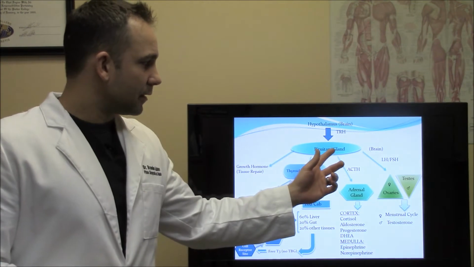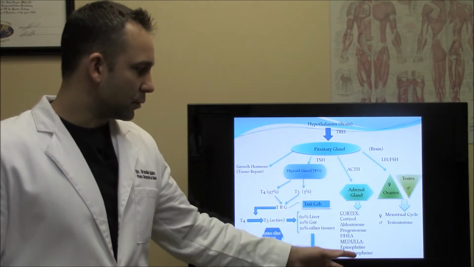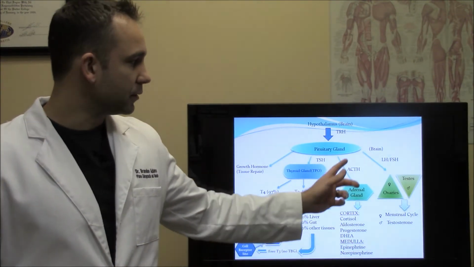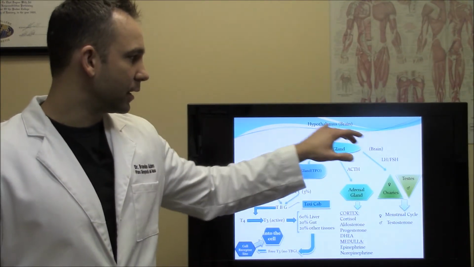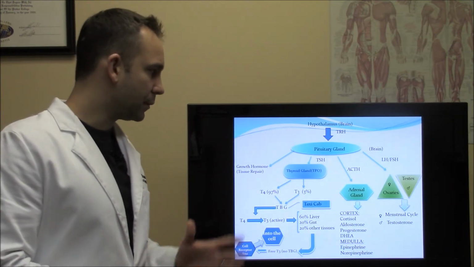The pituitary gland also has inputs down to the adrenal glands, which produce cortisol and some other hormones, as well as down to the ovaries and testes. So the pituitary and the whole brain system are very important. But that's a whole other subject.